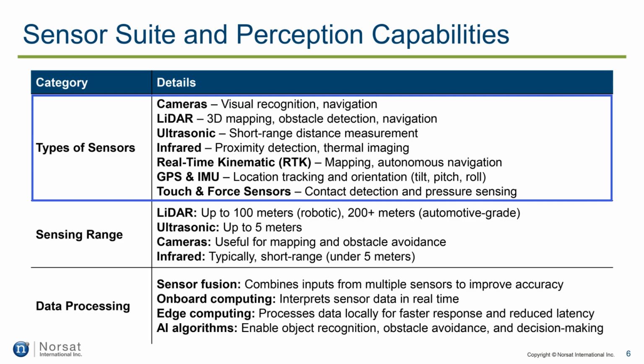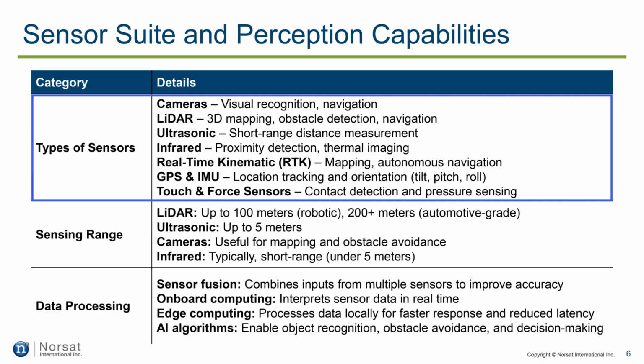Cameras provide visual data for object recognition, tracking, and navigation. LiDAR, light detection and ranging, emits laser pulses to create high-resolution 3D maps, excellent for obstacle detection and mapping in real time. Ultrasonic sensors measure distances using sound waves. They're simple, affordable, and great for detecting nearby objects. Infrared sensors are used for proximity detection and thermal imaging.